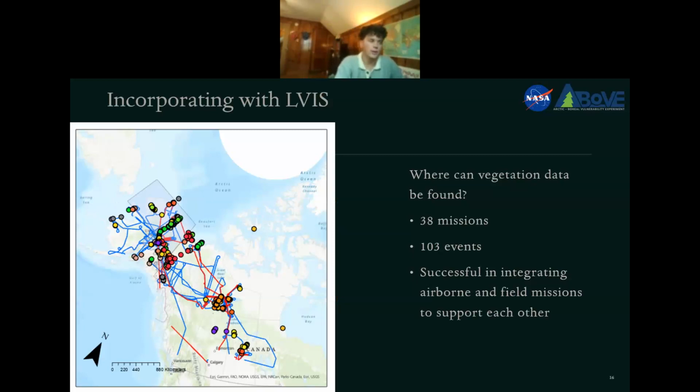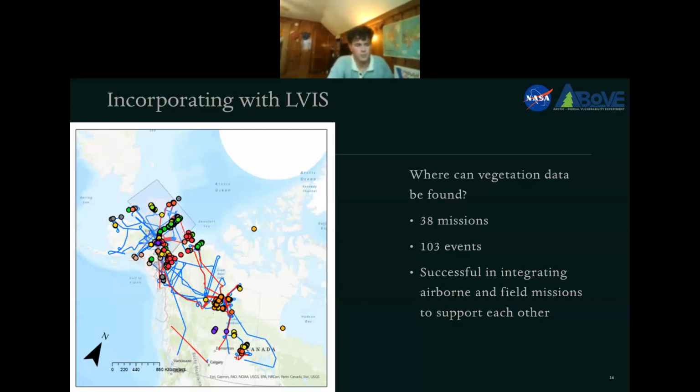And then incorporating with ELVIS, ABoVE has 38 missions logged in the planning tool currently that have vegetation data archived. And so this is displaying those 38 missions. All of the points in this polygon here are from the planning tool, and then underlying it, the blue and red lines are ELVIS. So 38 missions, 103 events, and as you can see, there's a robust overlap between the field campaigns and the ELVIS airborne campaign. Field missions were successfully flown over by ELVIS, as well as the ELVIS flight lines in years since were successfully supported by subsequent field missions.